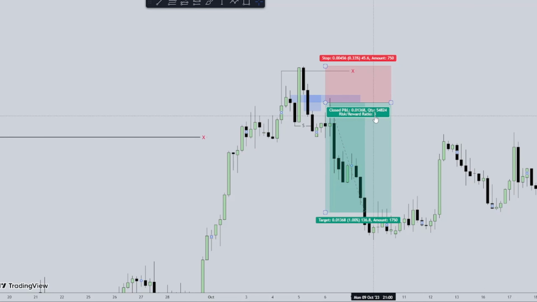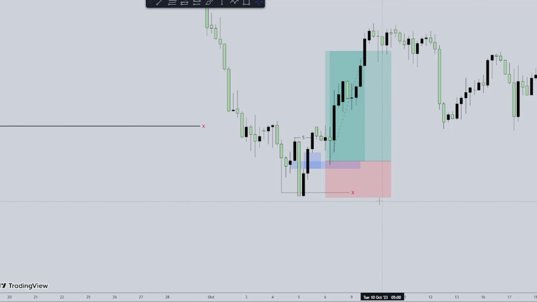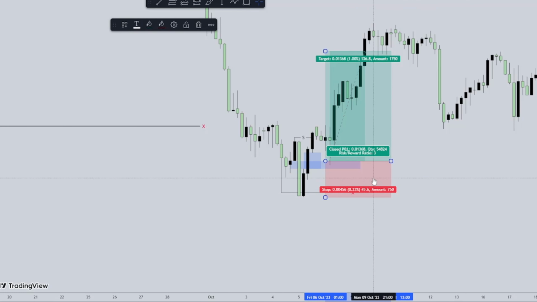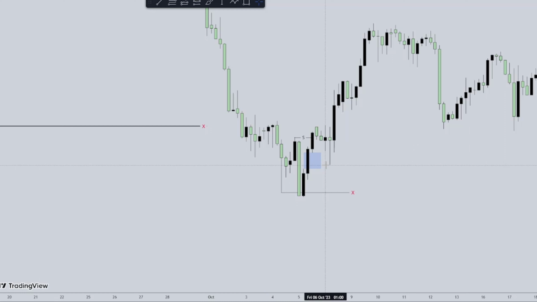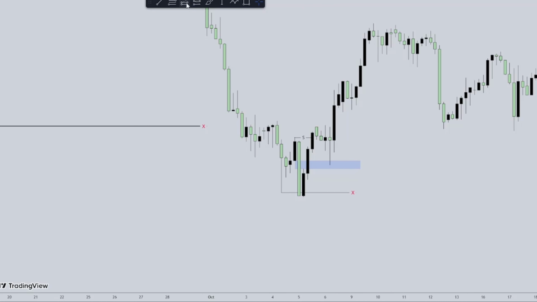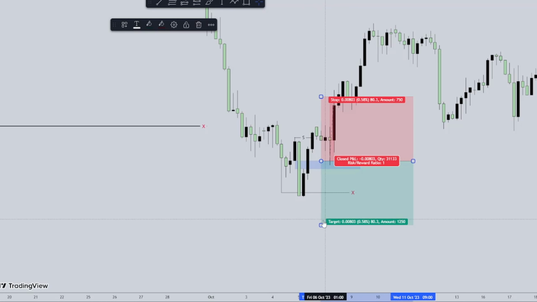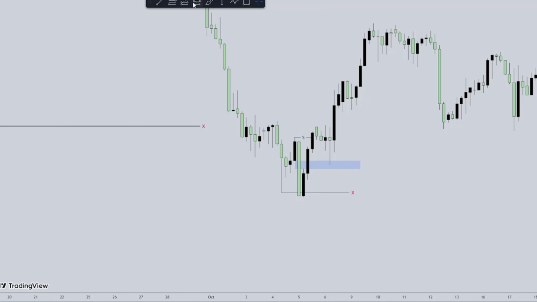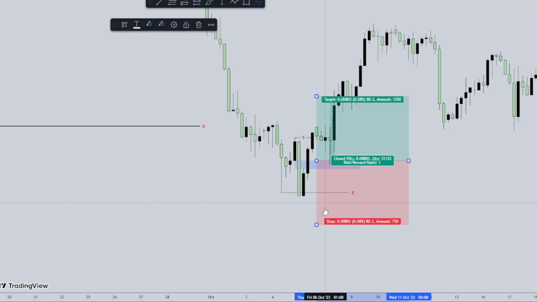So vice versa. Ganun lang din gagawin nyo. Okay, ito yung fair value gap. So this will be your BPR. Okay, fair value gap. Doon sila nag-meet. Then you look for entry. Okay, entry ka dyan.